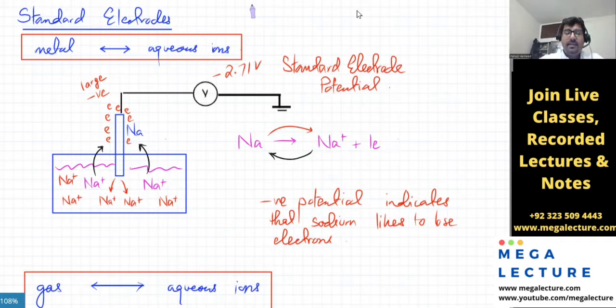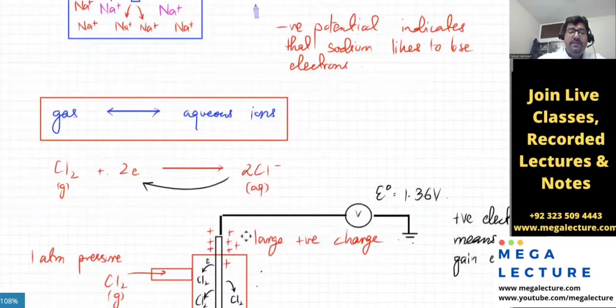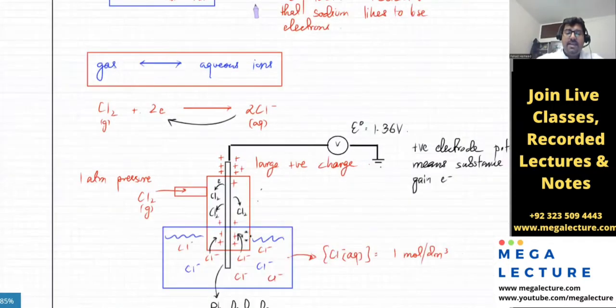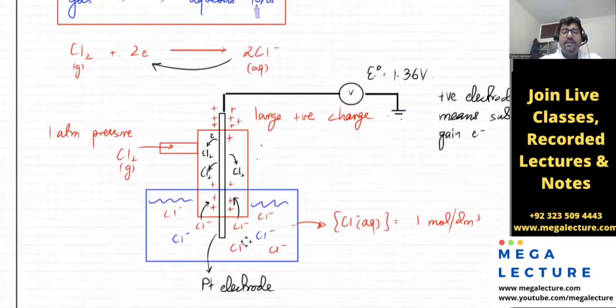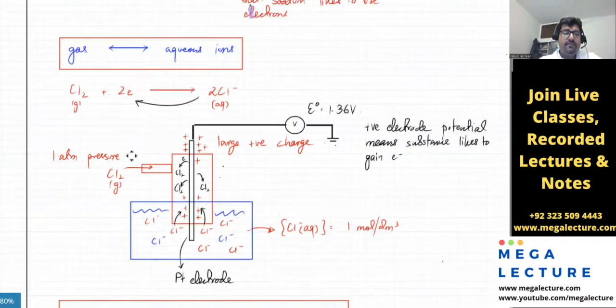When you have a gas in equilibrium with aqueous ions, now you have an issue. If Cl2 comes in, where would it gain those electrons? So now you need a platinum electrode. You need an inert electrode because the Cl2 and the Cl- ions can't act as a metal electrode. So you insert a metal electrode, which is going to be platinum, and the gas would be in a gas jar, and the ions would be in the solution.